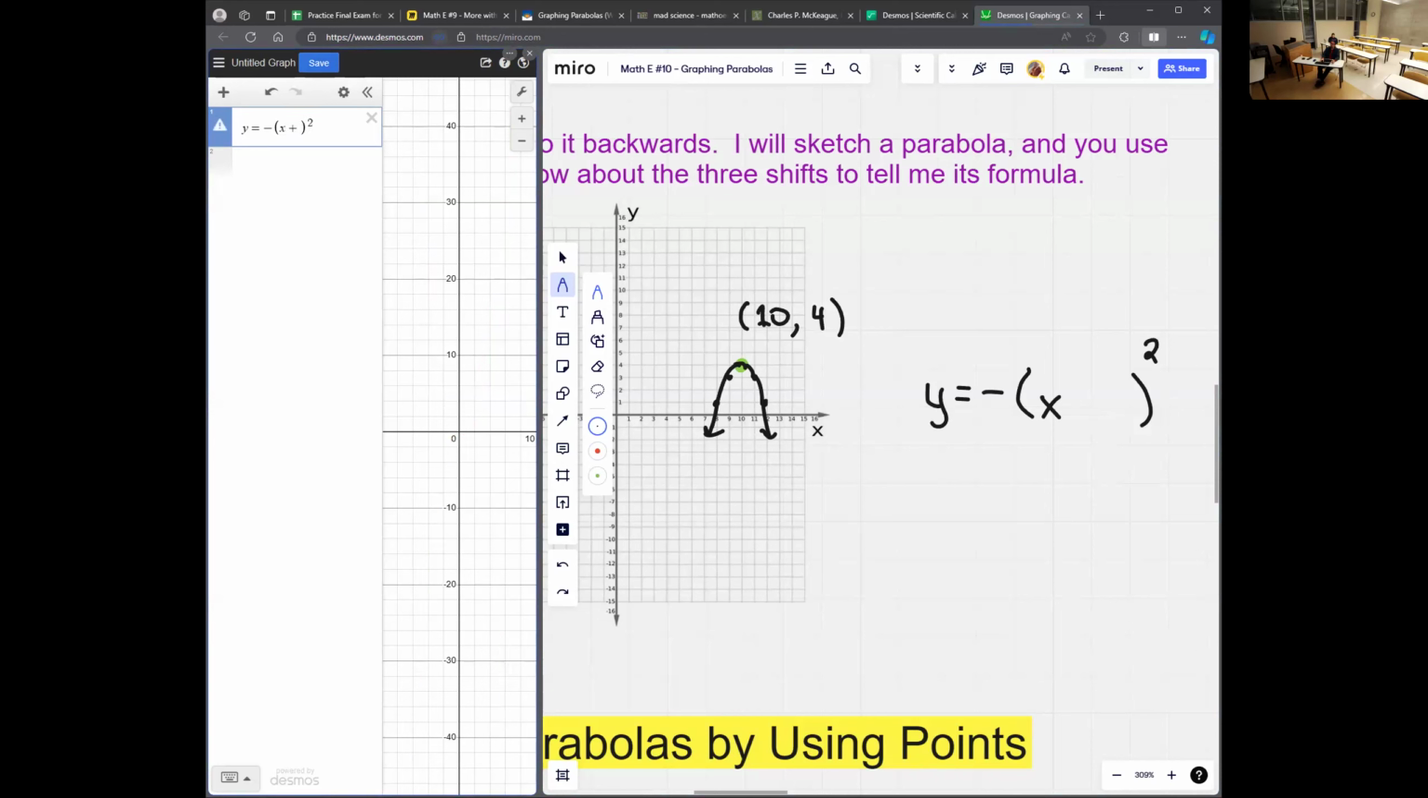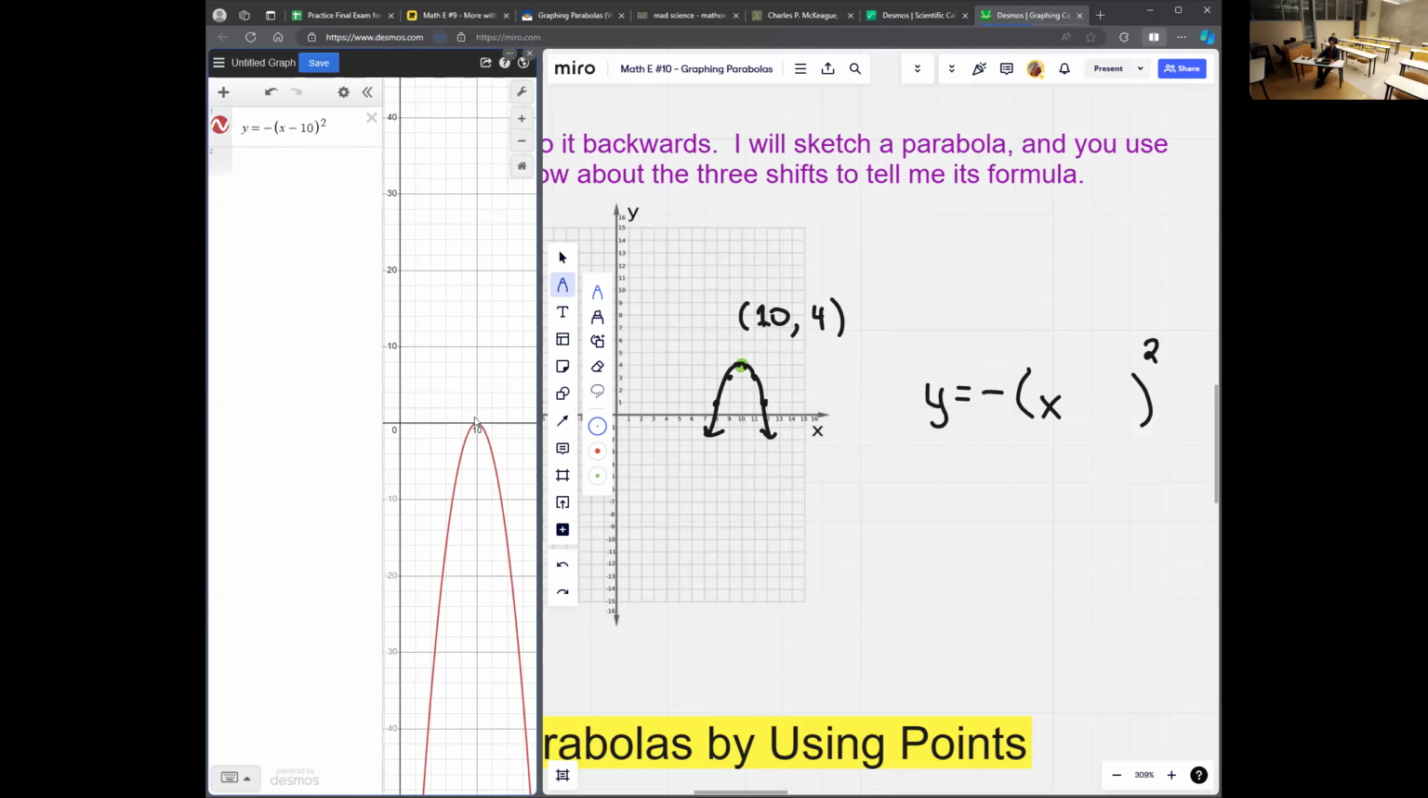So I'm gonna put a plus or a minus next. Minus. Yeah, remember it's the other side of the number line from what you might think at first. So minus 10 is going to shift it to the right by 10. And now I want to make it go up 4, so how do I do that? Plus 4 at the end.